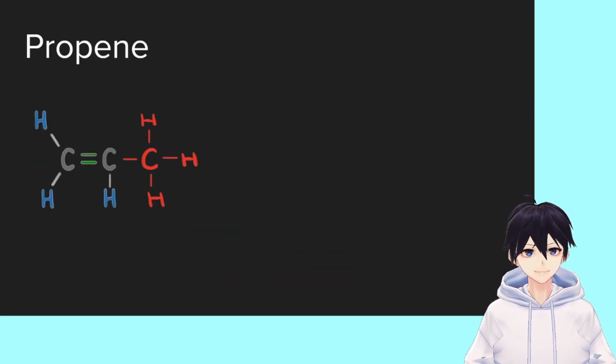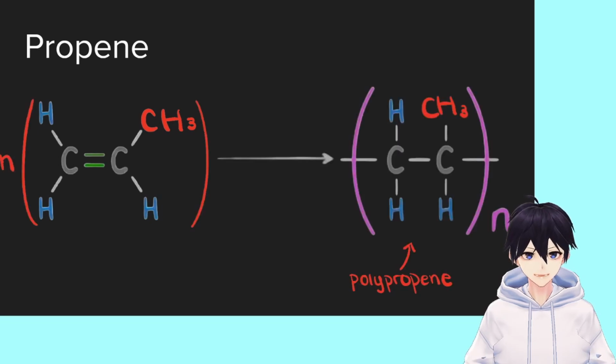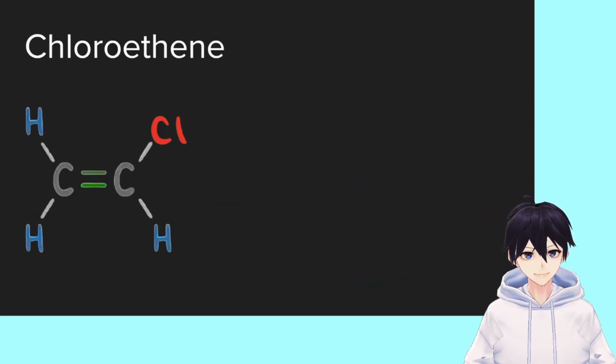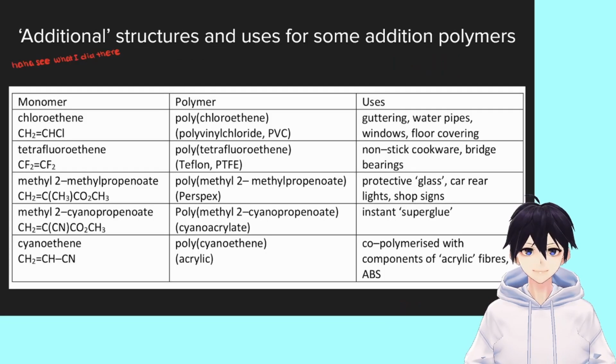For example, this propene here can be simplified to this, then made into a polymer like this, and then you put the catalyst in the middle. Same goes with chloroethene, where there is a Cl. This, by the way, forms polychloroethene, or polyvinyl chloride, also known as PVC. Some additional structures and uses for some addition polymers include these. Aha, did you see what I did there?